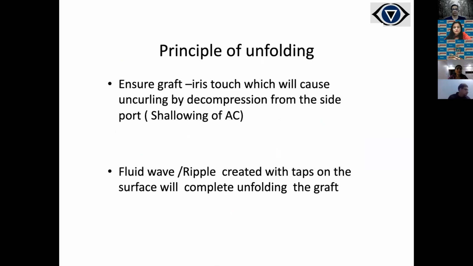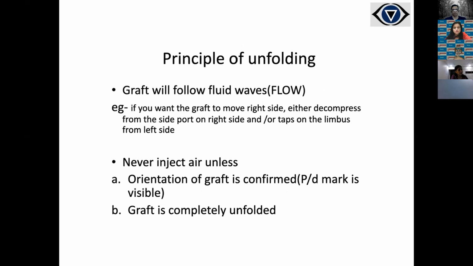So the principle is to ensure there is a graft-iris touch. The moment the graft-iris touch happens, it starts uncurling. That is achieved by decompressing the AC, so that there is shallowing of the AC. Then you create these waves or ripples and unfold the graft the way you want.